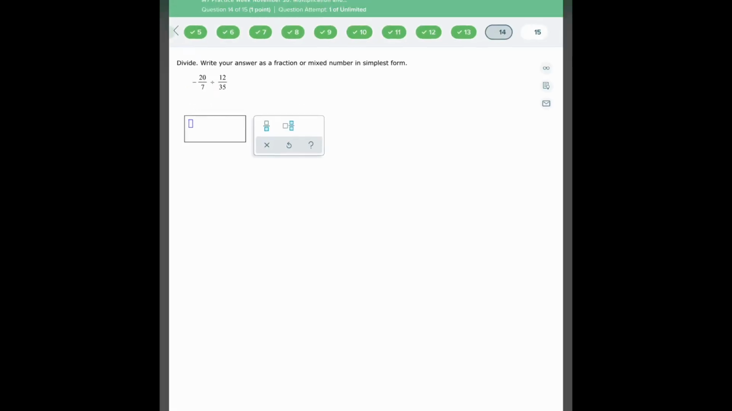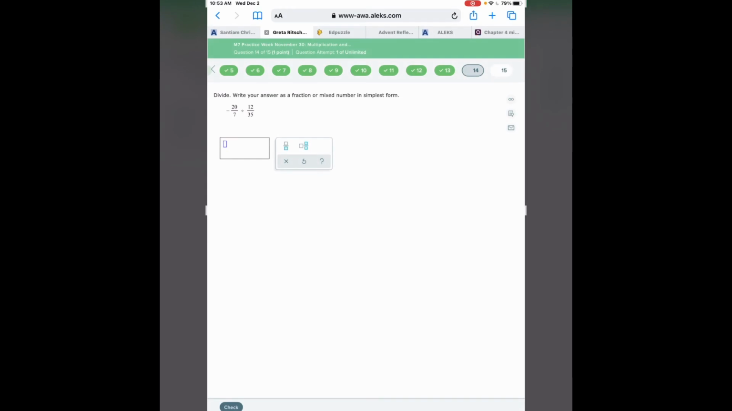All right, we're going to throw in a negative now. So I have a negative divided by a positive. A negative divided or multiplied by a positive is always going to give me a negative. So I know I'm just going to go ahead and put negative in my answer, right? Then I don't really have to think about it anymore. I'm doing 20 over 7 divided by 12/35. So I'm going to say times 35 over 12.